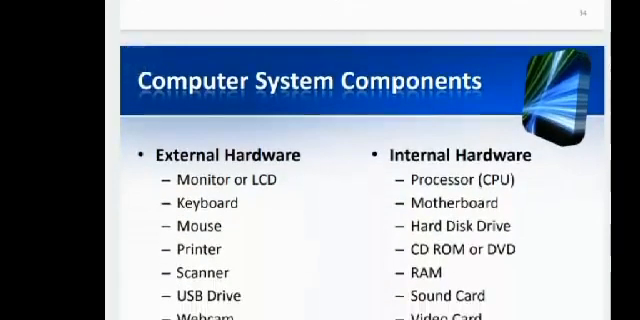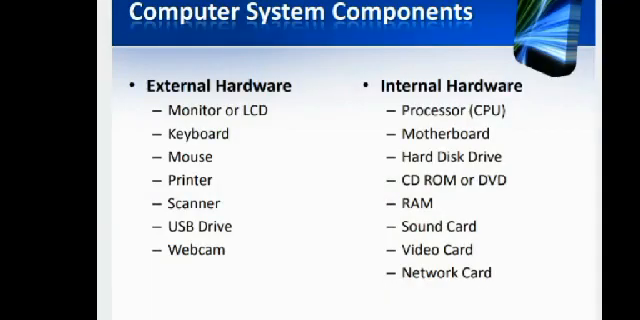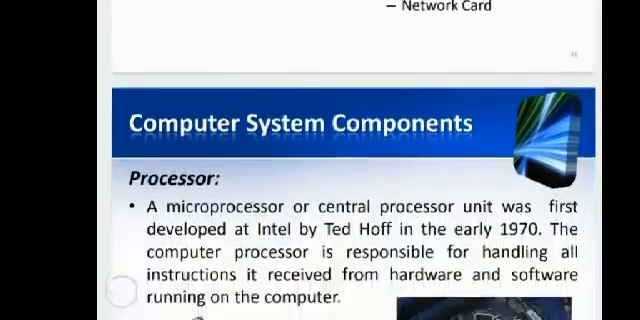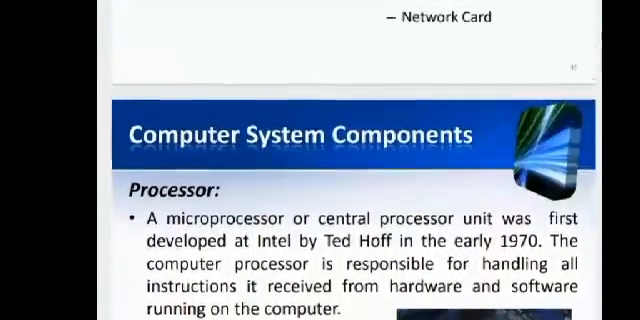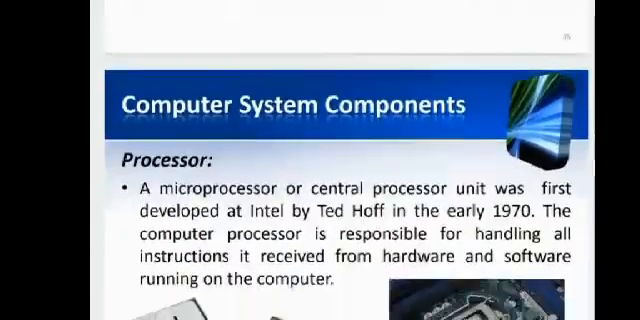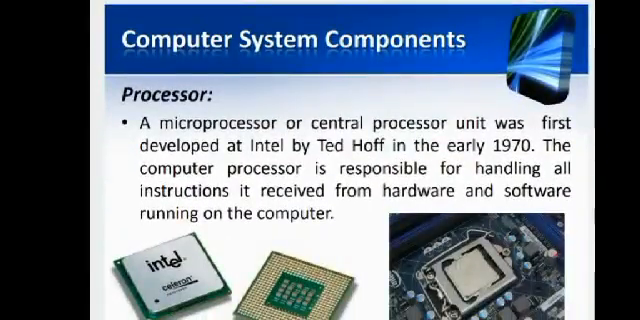External hardware includes monitor, LCD, keyboard, mouse, printer, scanner, USB, webcam. And internal hardware includes processor, motherboard, hard disk drive, CD-ROM, DVD, RAM, sound card, video card and network card. In this video I am going to tell you about the internal hardware components in detail. So let's start with the first component, which is the processor.